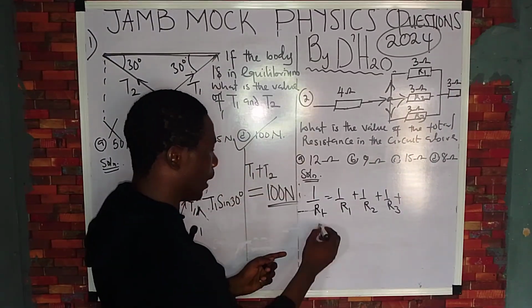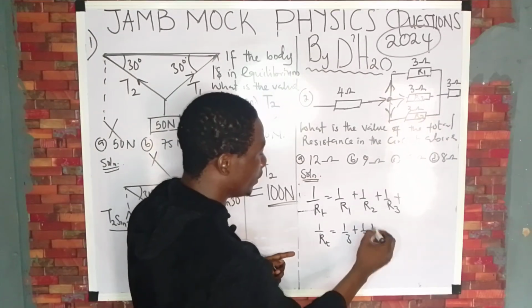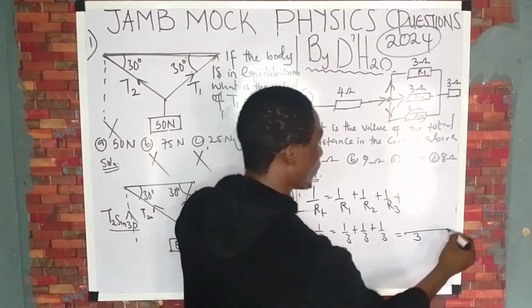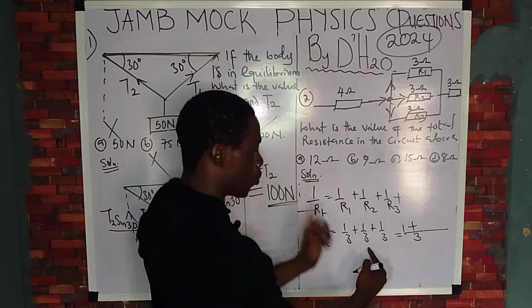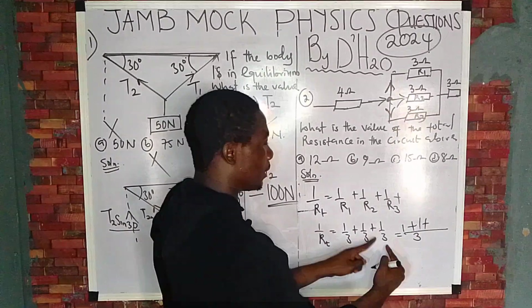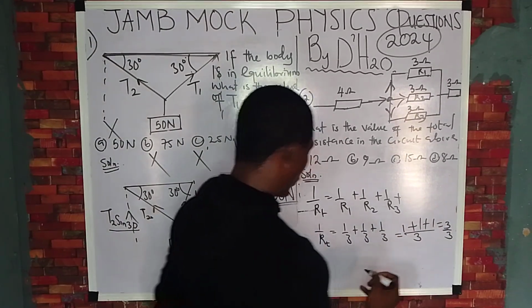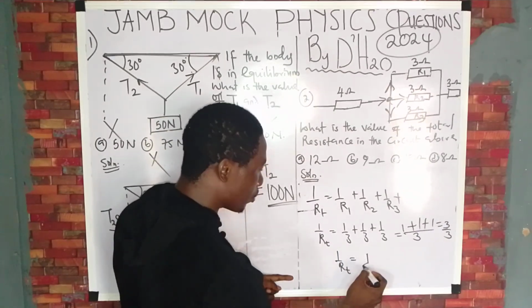So let's quickly do that. 1 over R total will give us 1 over 3 plus 1 over 3 plus 1 over 3. The LCM of 3 will give us 3. 3 divided by 3 is 1 times 1, 1. This will be the same for each term, and that will give us 3 over 3. So therefore, 1 over R total will give us 1 over 1.